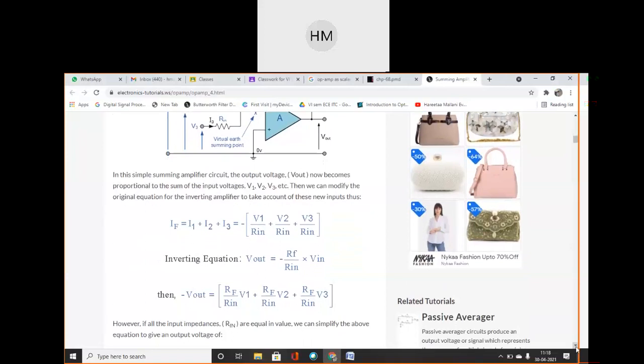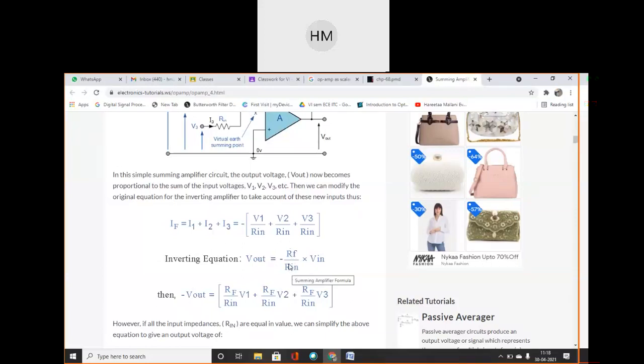See, just for a thorough knowledge I'm discussing, otherwise it's not compulsory to discuss because we have to perform all these things practically. So V out, and what is the gain of this inverting amplifier? We all know that V out upon V in is equal to minus RF upon Rin. This we have performed in the first experiment. Gain is equal to minus RF upon Rin.